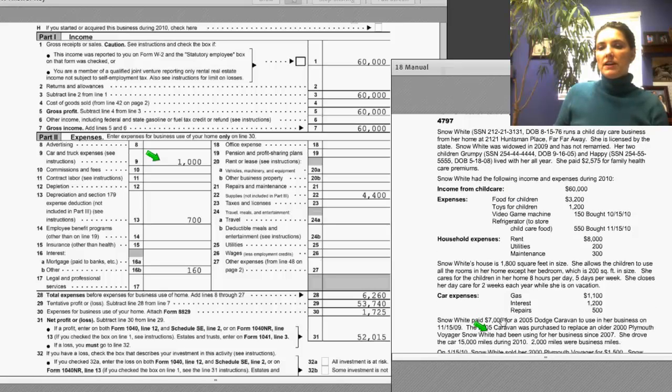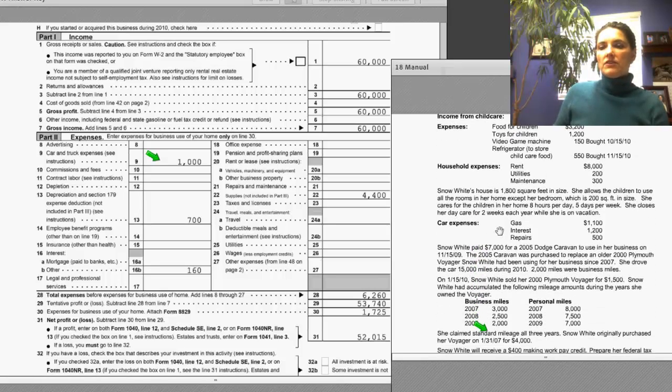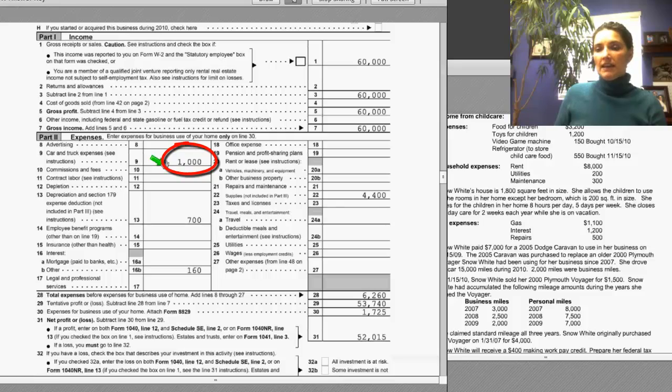We can see here in the wording of the problem that we tell you that Snow White had car expenses with gas of $1,100, interest of $1,200, and repairs of $500, but we're actually going to claim the standard mileage allowance for her. If we look at the mileage that she drove during the year, we can see that she drove the car 15,000 miles during 2010, and 2,000 of those miles were business miles. So we know without even doing much figuring at all that 2,000 times 50 cents a mile is going to give us a $1,000 deduction to enter on line 9.